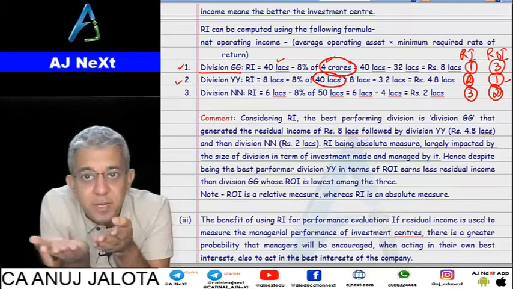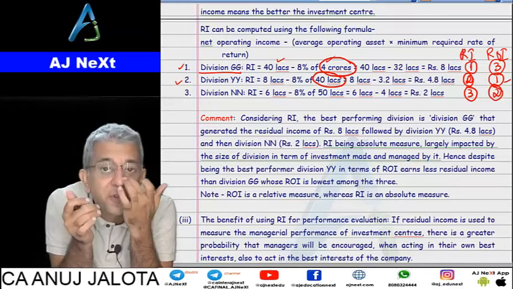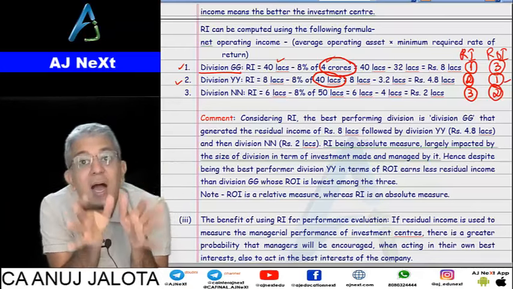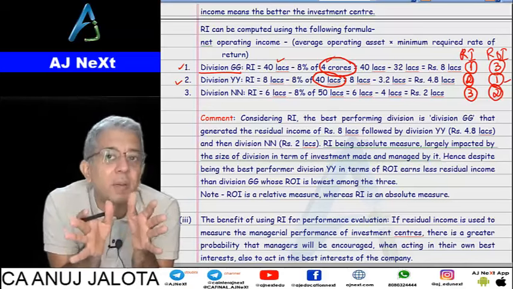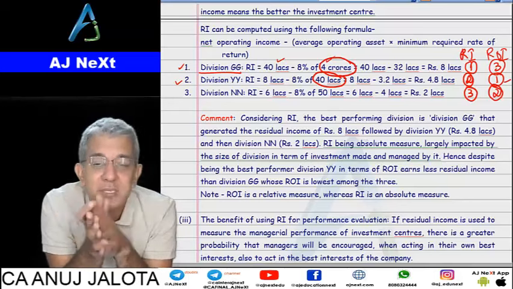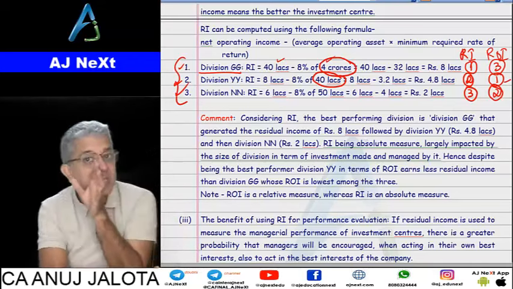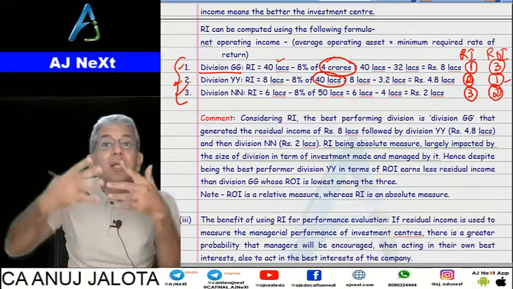If your investment is big, even if you earn less percentage, whatever is left with you, that amount will be very big. So therefore, this is your RI. Now, RI, usually we all say, is a perfect approach. But it is a very good approach whereby the size of the departments is same. If the sizes are so different, then it makes no sense for us to be computing residual income for comparison purpose.